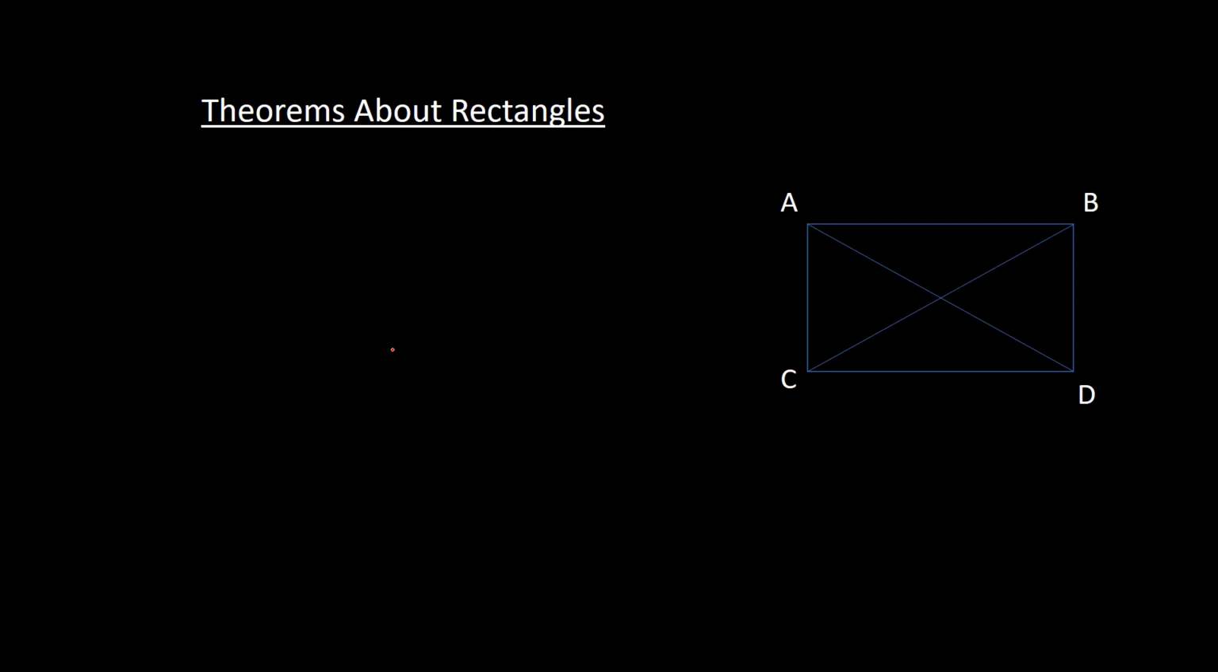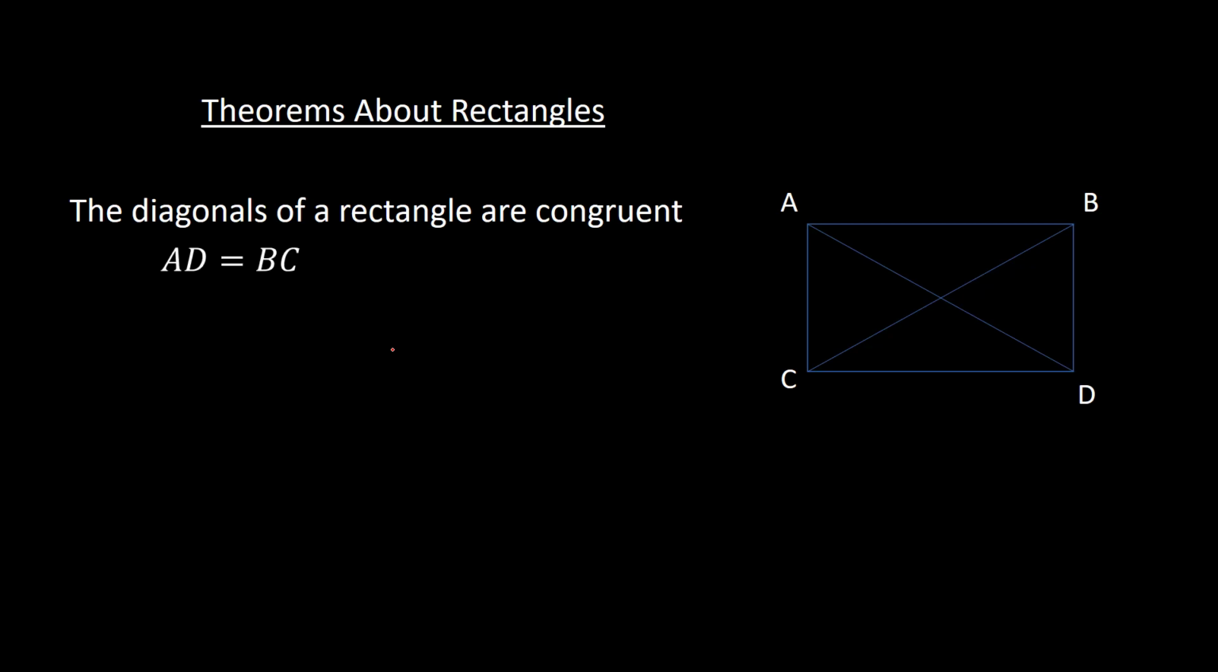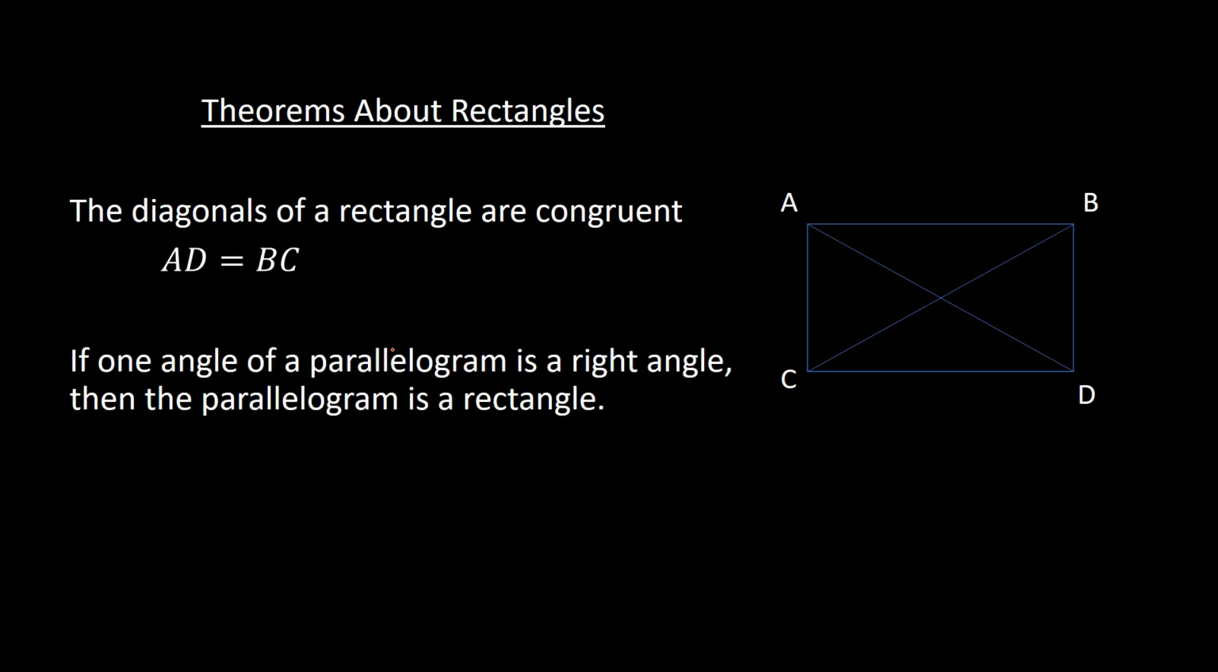Now there are some theorems to know about rectangles. The first theorem is that the diagonals of a rectangle are congruent. So in this picture, we would have AD equaling BC. Another theorem is that if one angle of a parallelogram is a right angle, then the parallelogram is a rectangle.